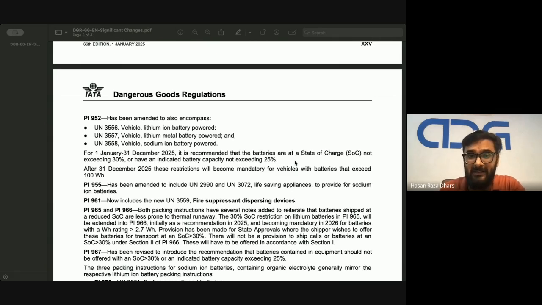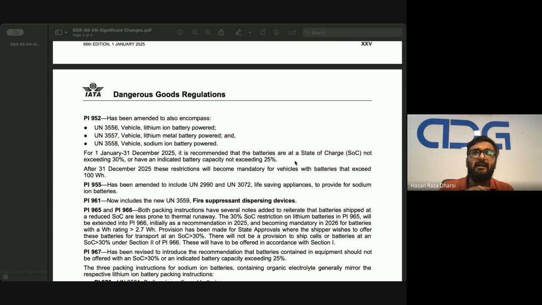2025, it is recommended that the batteries are at a state of charge not exceeding 30% or have an indicated battery capacity not exceeding 25%. Now, this is very important, and whenever we are transporting batteries, we must guide our shipper about this. In the near future, after 31st December, these restrictions will become mandatory for vehicles with batteries that exceed 100 watt hours. Like after 31st December, this will be mandatory.